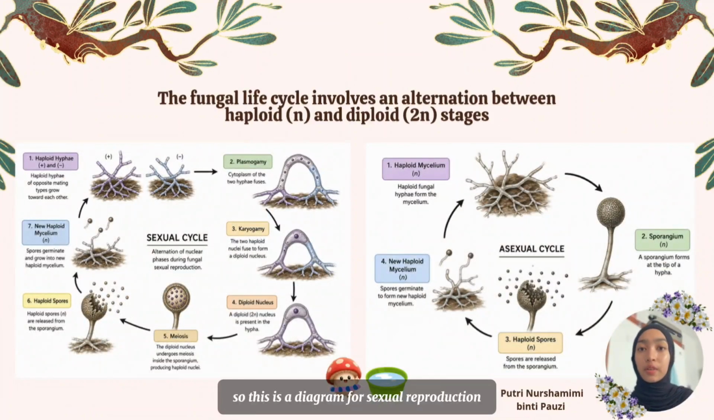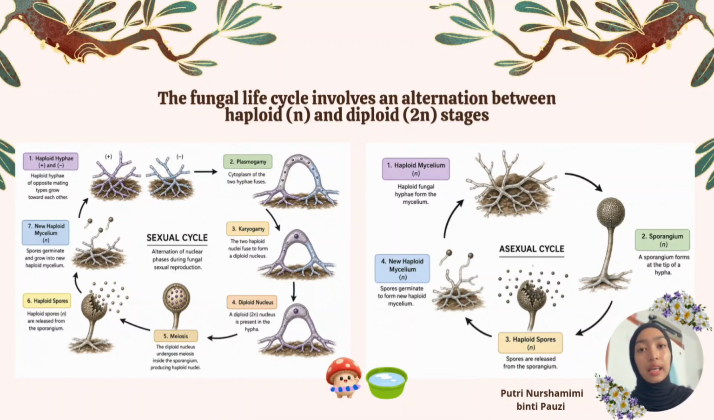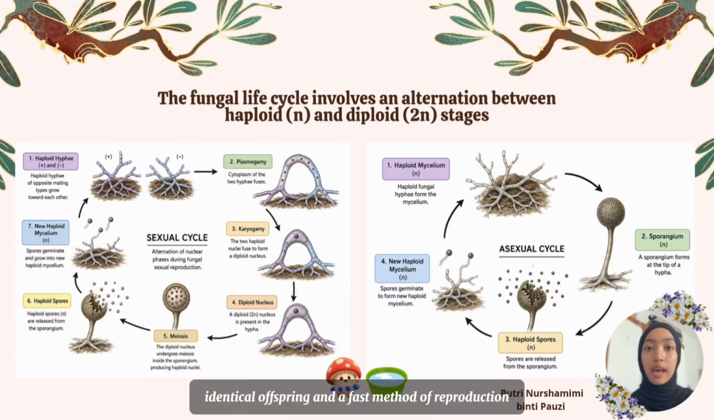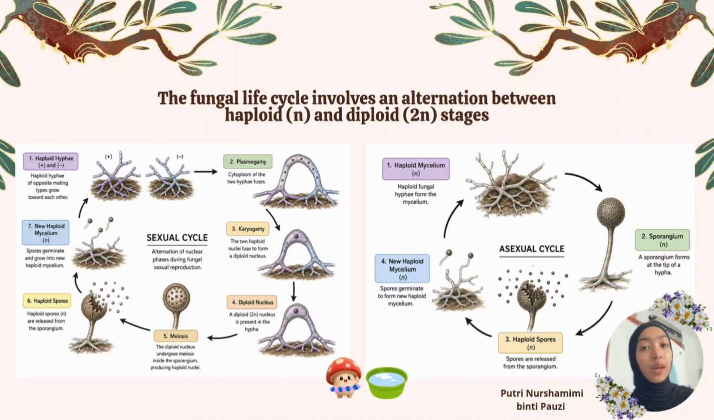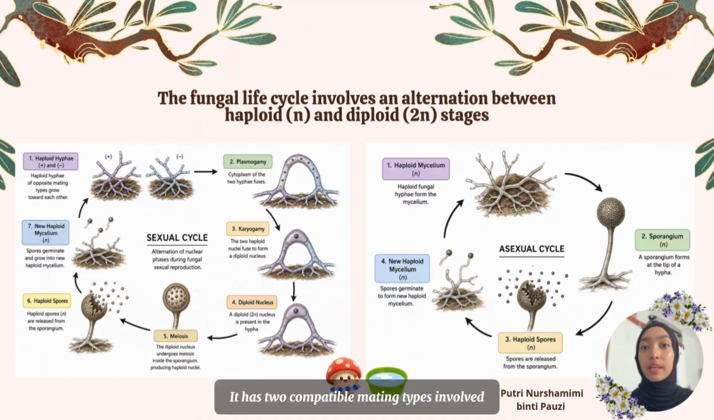So, this is the diagram for sexual reproduction and asexual reproduction, as I explained on the slide before. Asexual reproduction has only one parent, no fusion of gametes, produces genetically identical offspring, and is a fast method of reproduction. While sexual reproduction involves two compatible mating types, and includes plasmogamy and karyogamy. It also produces genetic variation and helps fungi adapt to changing environments.